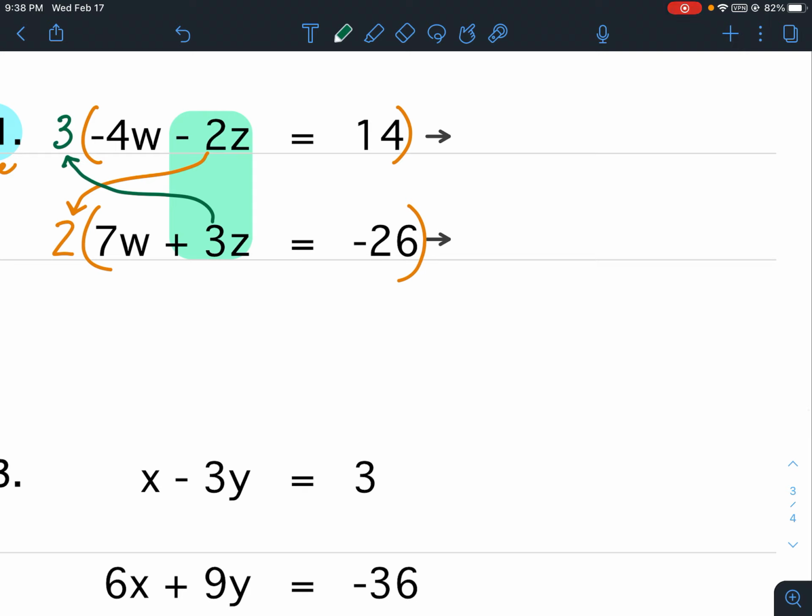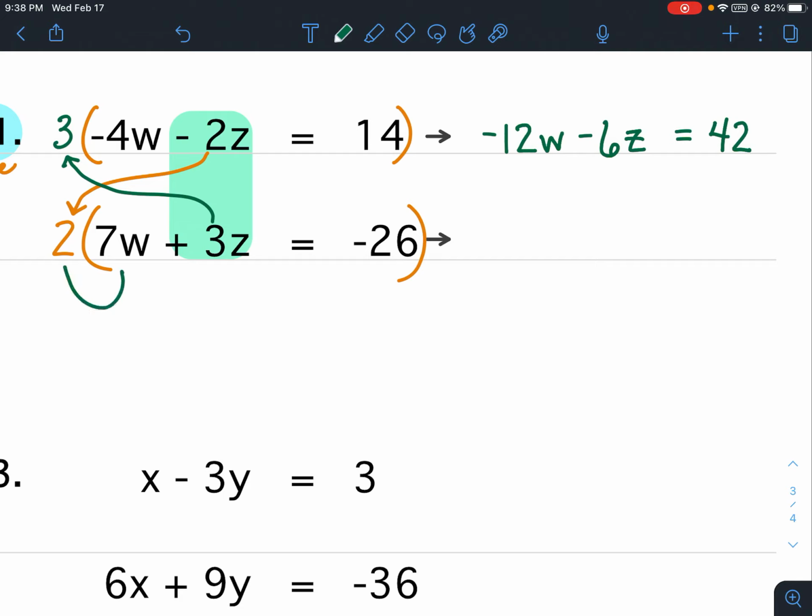3 times negative 4W would be negative 12W. 3 times negative 2Z would be negative 6Z. 3 times 14 would be 42. So again, I multiplied the top equation. I got negative 12W minus 6Z equals 42. Now I'm going to multiply the bottom equation.